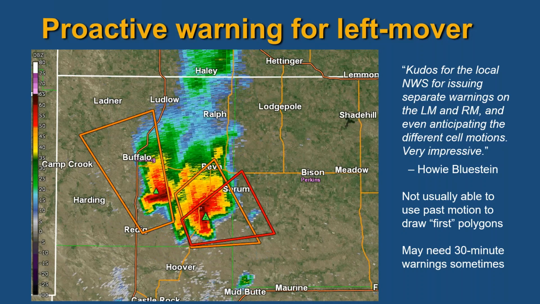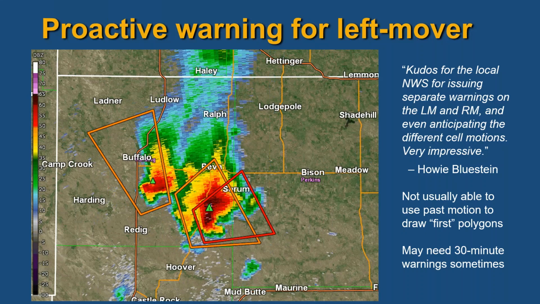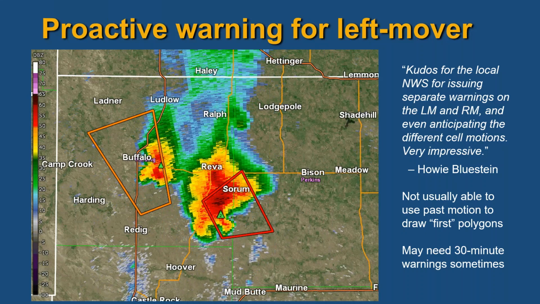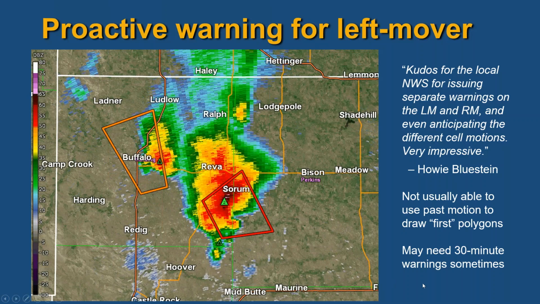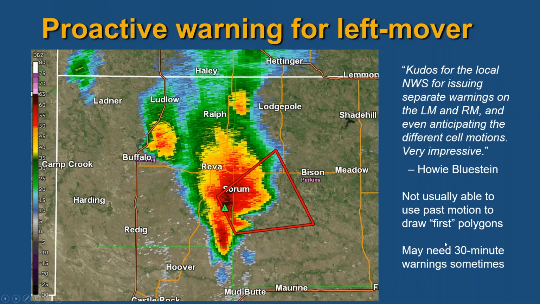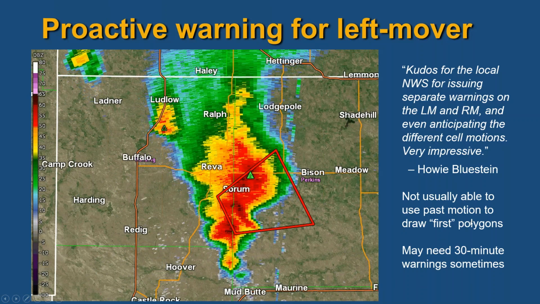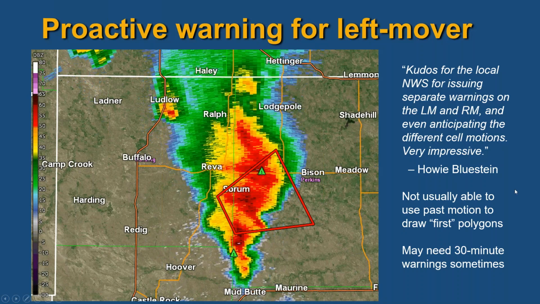So if you have really good confidence, if you see, hey, there's really strong evidence of a split and they're both very strong, then go for it. But you might not want to go with a 60-minute warning. A 30 to 45-minute warning could definitely be helpful in that situation.